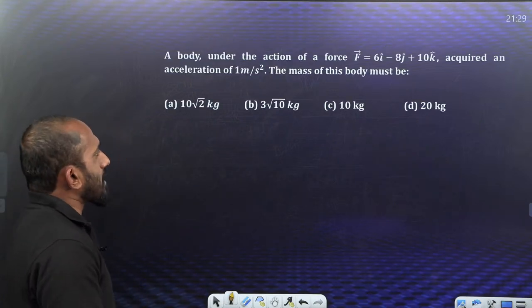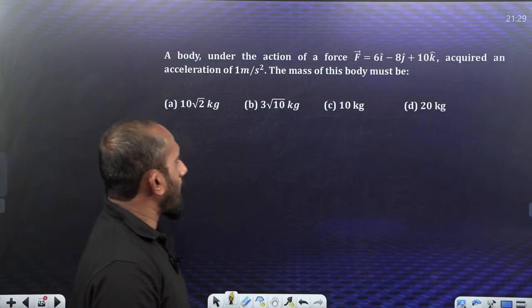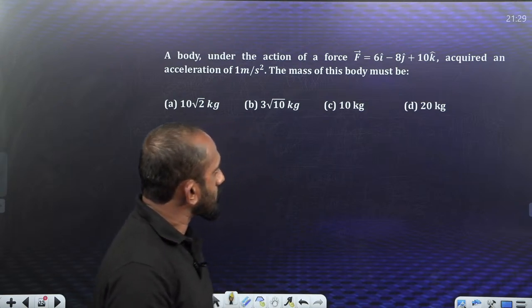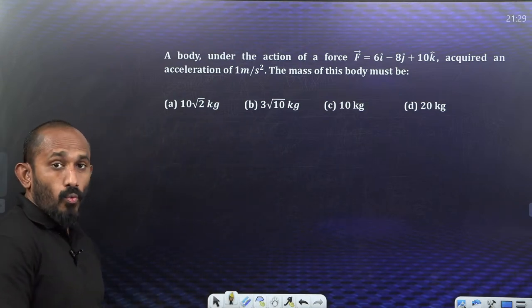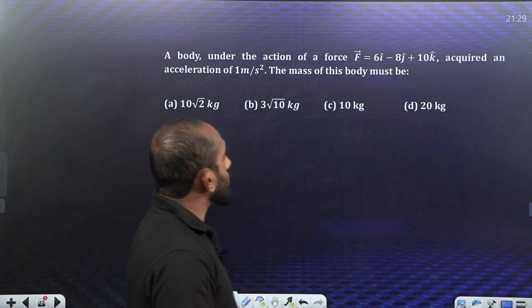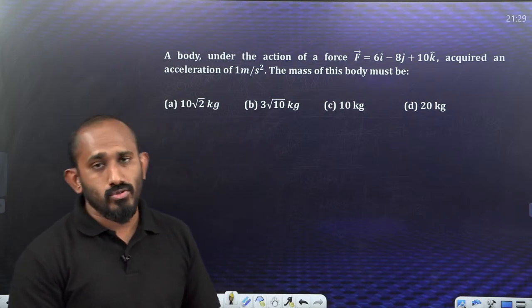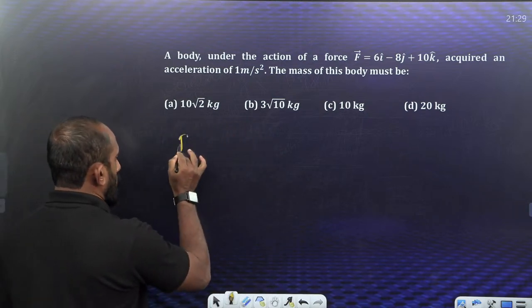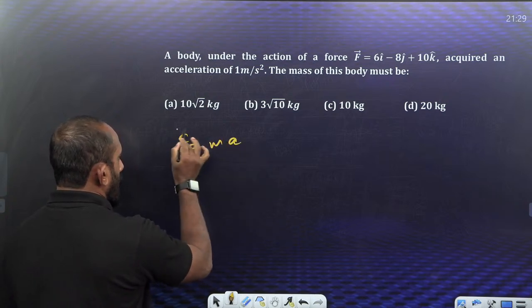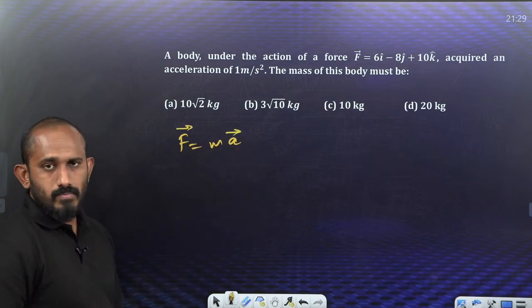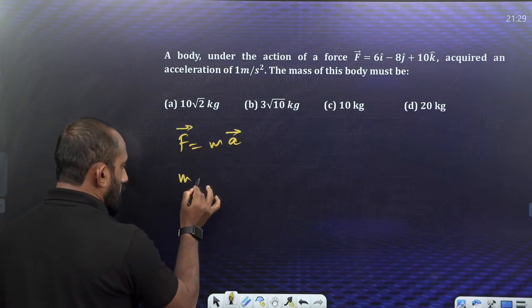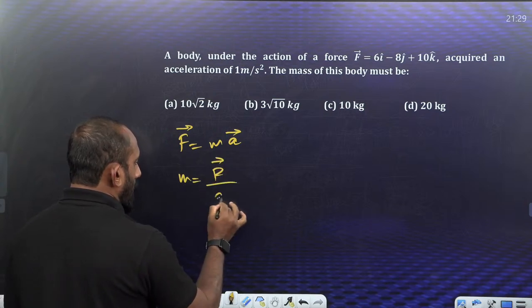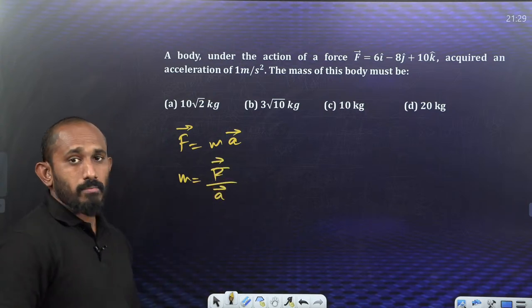A body under the action of a force F, 6i minus 8j plus 10k, acquired an acceleration of 1 meter per second square. The mass of this body must be? You have to find the mass; force and acceleration are given. We know from Newton's second law of motion, F = ma, where F is a vector and a is a vector. So mass m is equal to vector F by a.